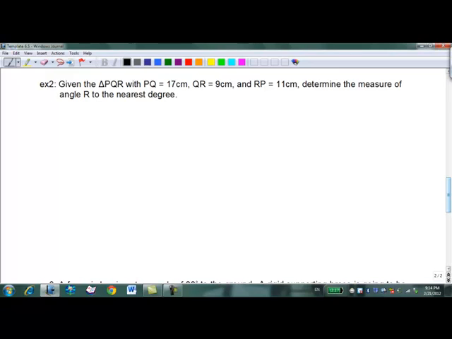Given the triangle PQR, with PQ being 17, QR being 9, and RP being 11. Again, these could be sides. Let me just draw any kind of random triangle here. It might not be to scale, and we might not actually have a very good idea of what the side lengths are here. Let's label it P, Q, and R. PQ is 17, QR is 9, and RP is 11. Determine the measure of the angle R. So this is the angle that we're looking for here.